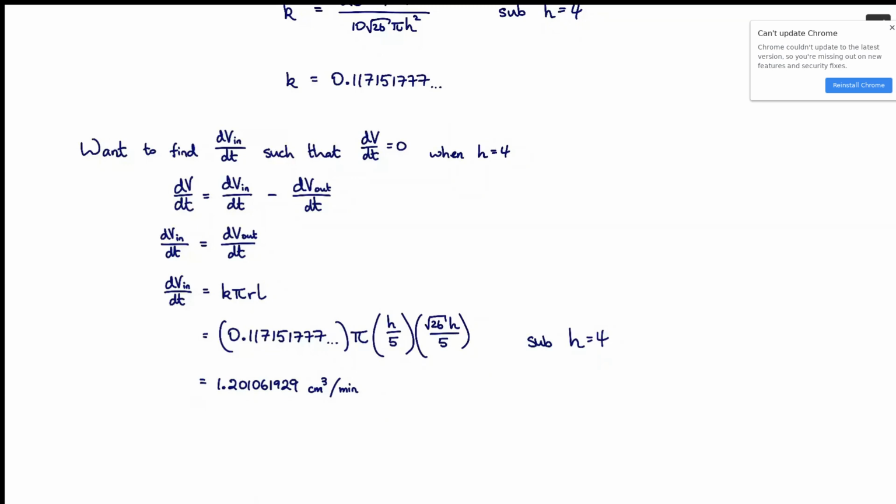And this is what we would expect, since a rate of 1 cubic centimeter per minute was allowing the liquid level to decrease. We were expecting an answer just slightly bigger than 1, which this is.